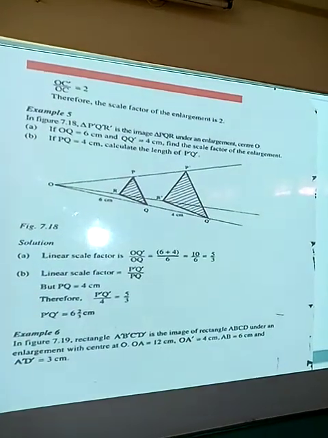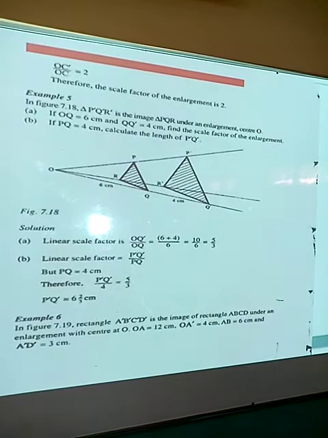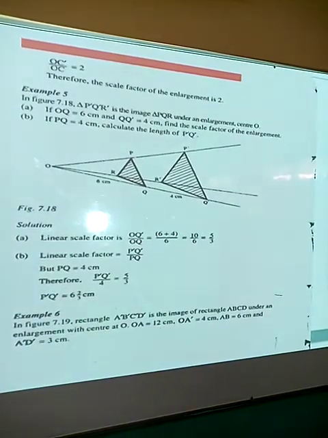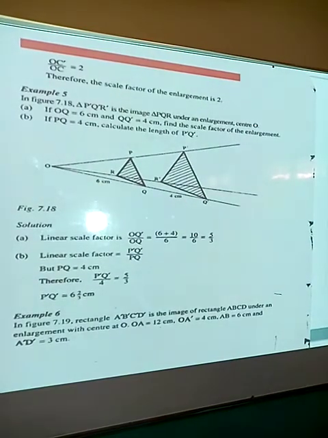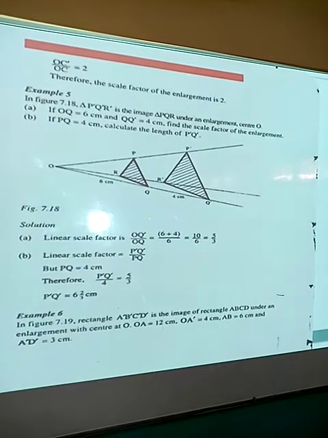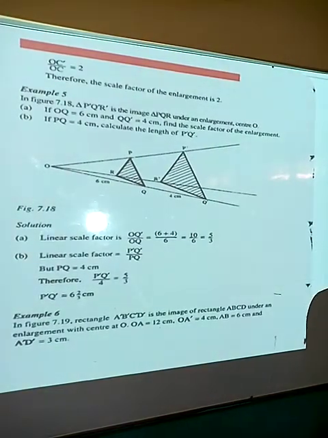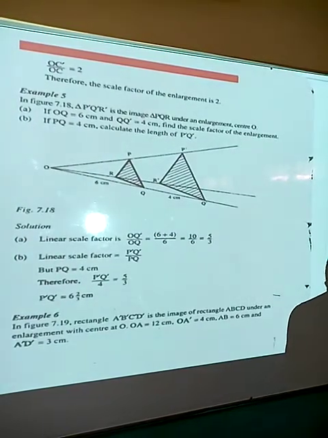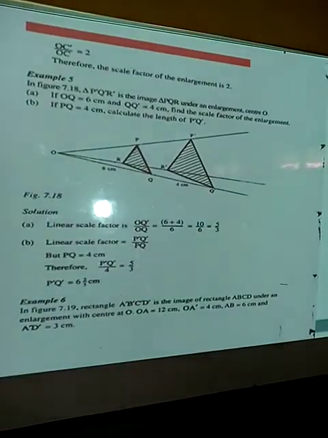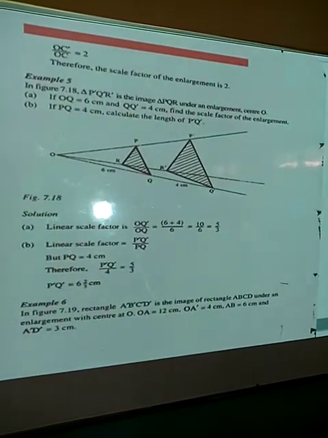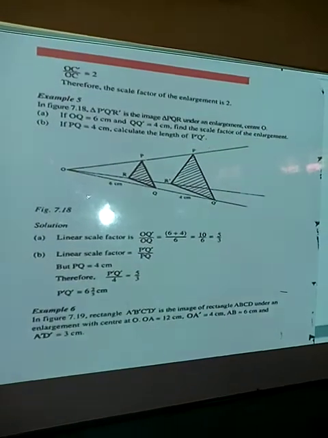Now, we can also look at another example given there. Figure 7.18 is a triangle. We have triangle P prime Q prime R prime under enlargement center O. If OQ is equal to 6 and QQ prime is equal to 4 centimeters, find the scale factor of the enlargement. Part B, if PQ is equal to 4 centimeters, calculate the length of P prime Q prime.